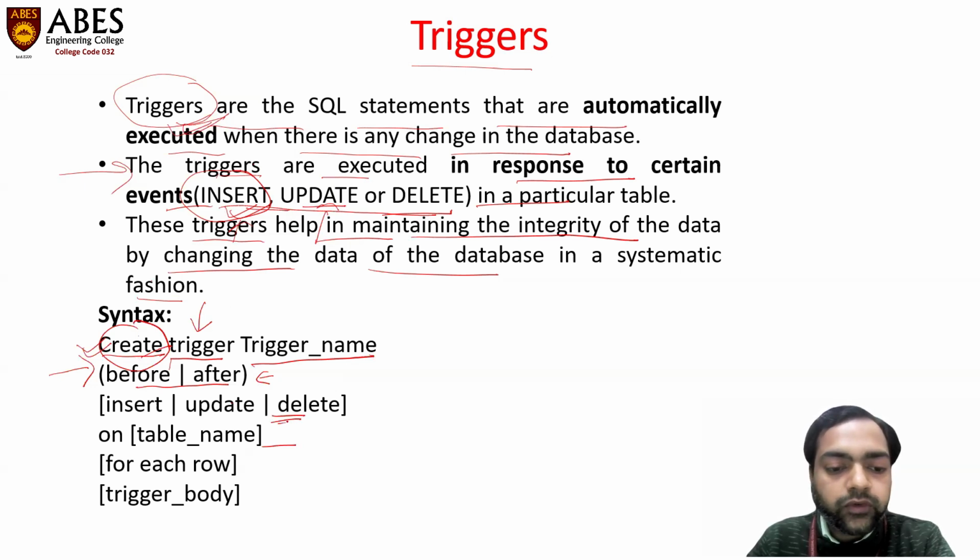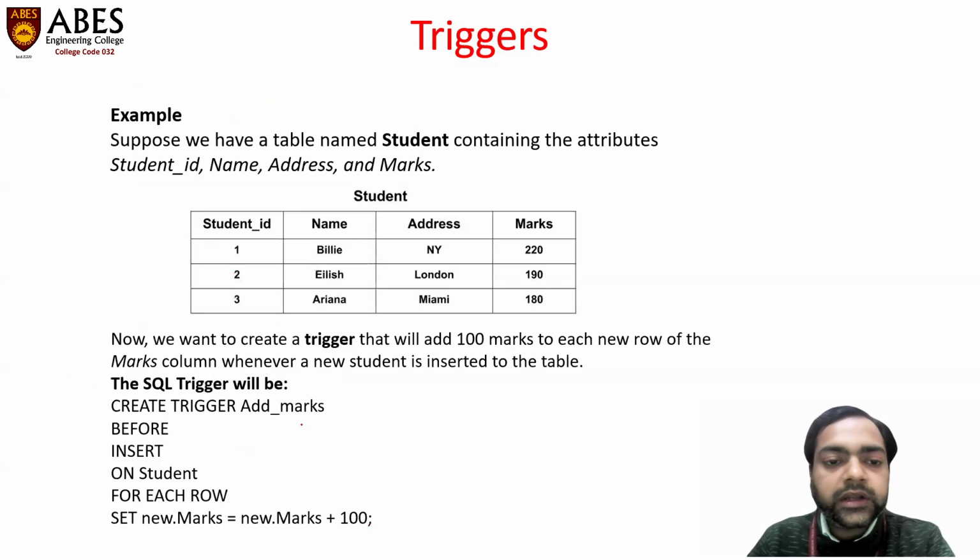After that, we need to provide the operation, like insert, delete, or update. Then we provide the table name on which the trigger operates, and for each row. After that, we need to provide the trigger body. Now let us understand with the help of an example. Suppose we have a table named student already, containing attributes like student ID, name, address, and marks. So this will be the student table.